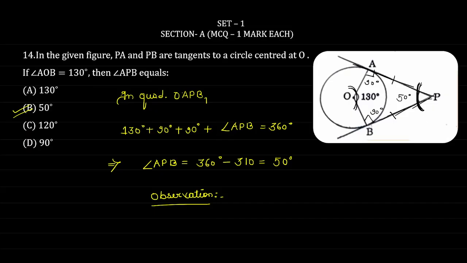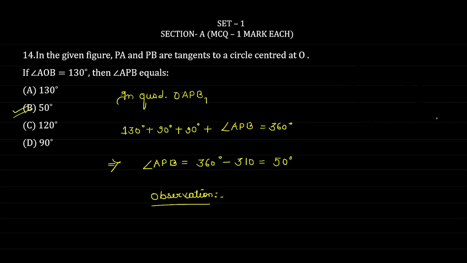Why is that? Because these two angles will always be 90 degrees. That's a fact, right? By theorem number 1. So we can observe that the angle between the tangents and this central angle will always be supplementary angles. So from now onwards, you can directly put the value here. If this is given to you, just directly find this value.